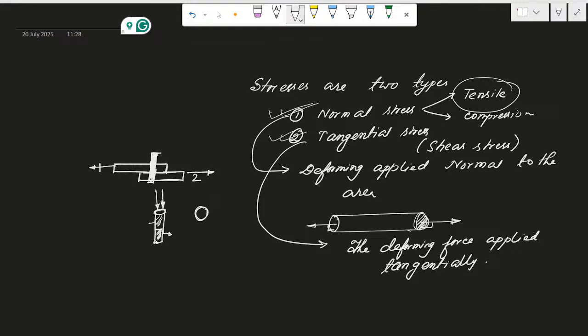Now think about the force. One force on this circle acts in this direction, another force in this direction. So is it a tangential thing now? Isn't it a tangential thing? Because the cross-sectional area of the bolt is a circle only.